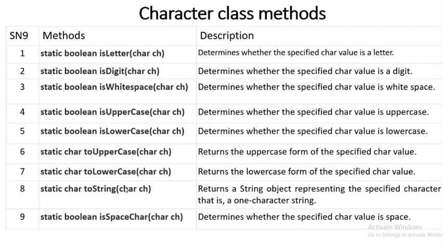Character.toString(ch): this character ch will be converted to a string. It returns a String object, so the return type should be String. It is a String object representing the specified character value, that is a one-character string. Remember this return type should be String.